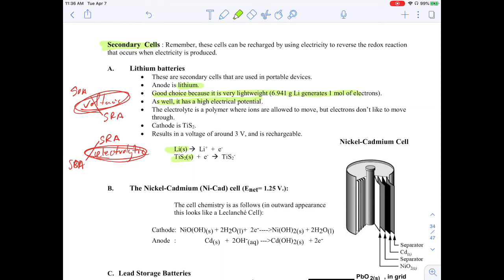We don't want to get too many of them together. But it gives off a lot of voltage, so we don't need too many lithium batteries to be able to get quite a bit of product. And because they're light, they're quite useful.